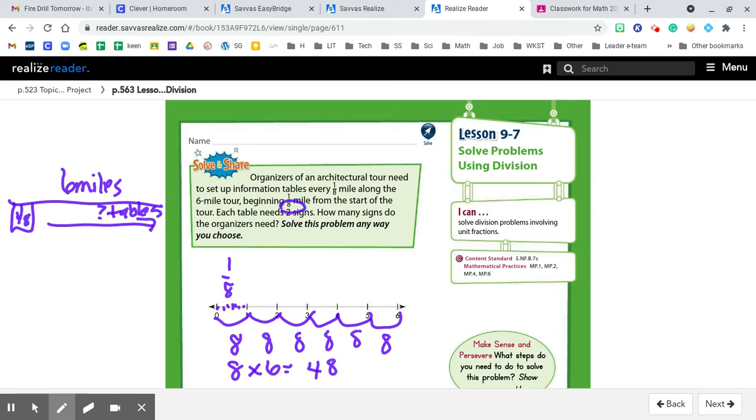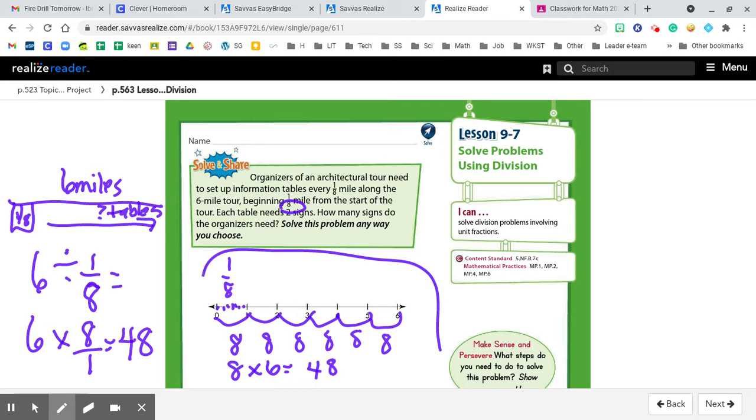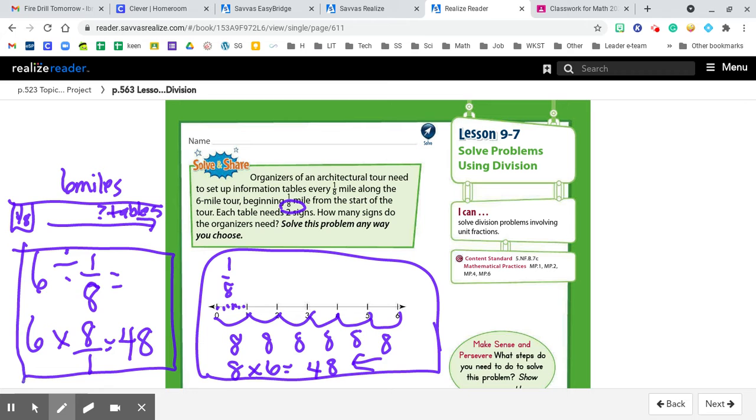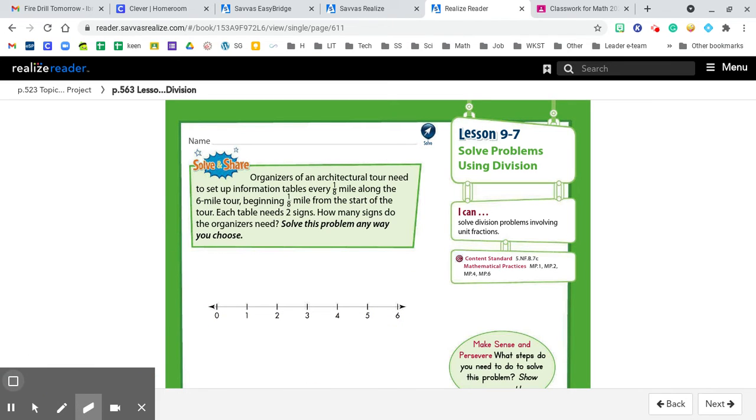So that's one way you can do it. You can say we have 6 miles and we want to divide it by eighths. Keep the first, change the sign, flip the second. So here are 2 different ways to do it. We can use a model here and repeated addition or multiplication, or we could use the equation. 2 different ways to solve.